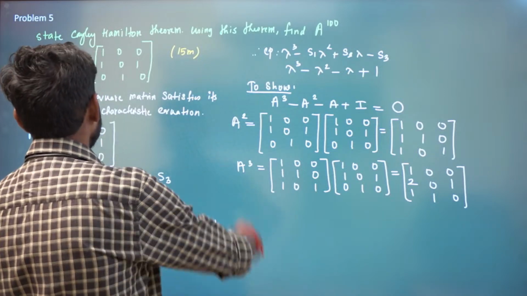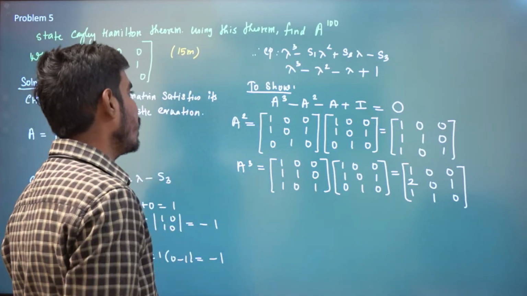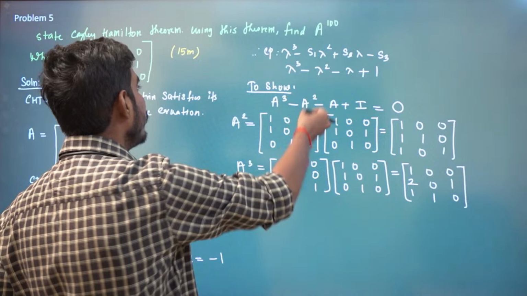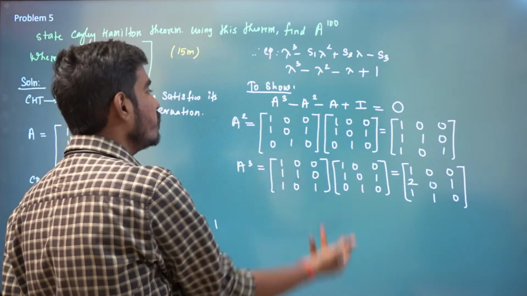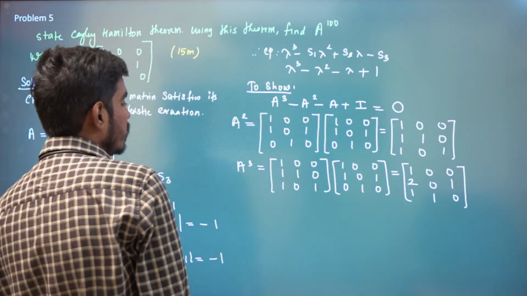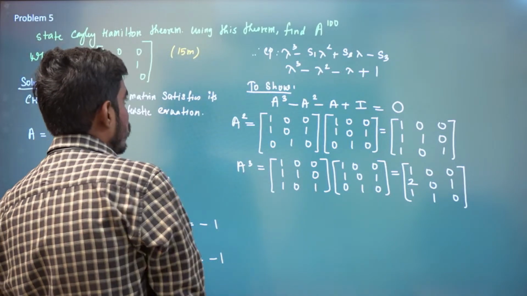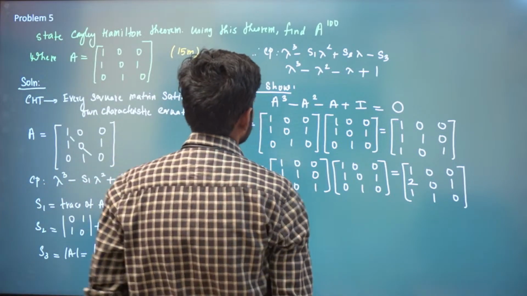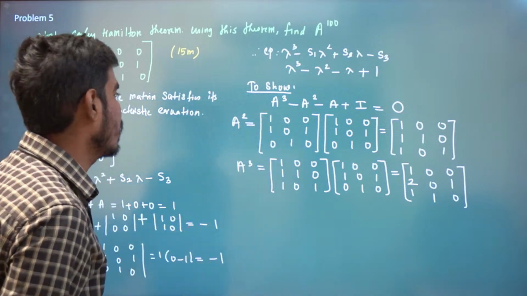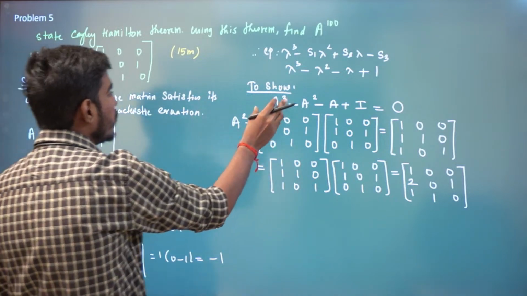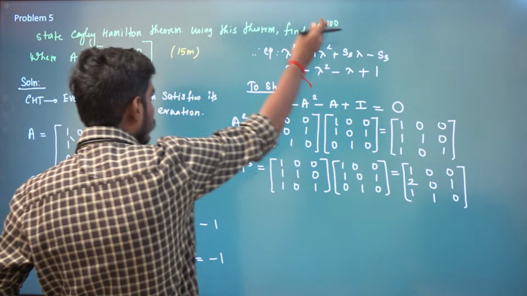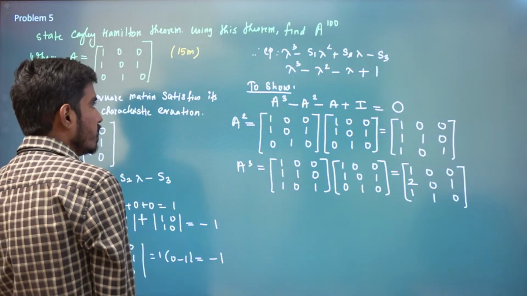Actually, they haven't asked you to verify the Cayley-Hamilton theorem. They are only asking you to state the Cayley-Hamilton theorem, that's it. Okay, we'll verify, no problem. If they say verify, you need to show this equals 0. If not, you can proceed to the next thing.